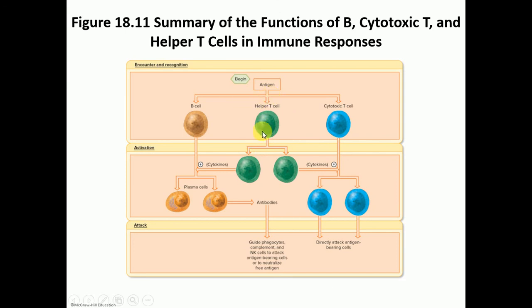So the helper T cell is kind of like the person that helps in the back, while the B and the cytotoxic T cells do all the work. But really, the cell that makes it all happen is this helper T cell. So if you really want to damage the whole immune system, this is the cell that you need to damage.